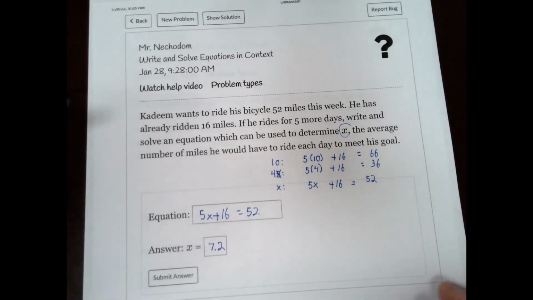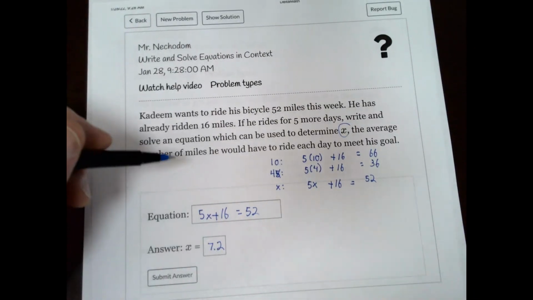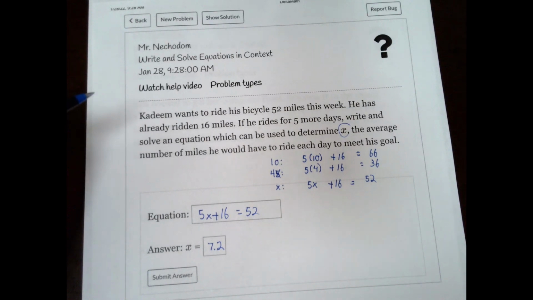We would have guessed that eventually. We would have guessed 7 and then 8 and said, well, it's between 7 and 8, and we'd narrow it down. But this just got us there faster. So that's how you can do writing and solving equations in context a little bit easier.